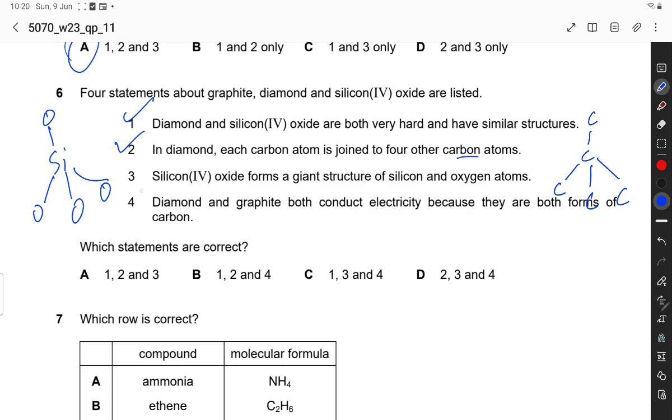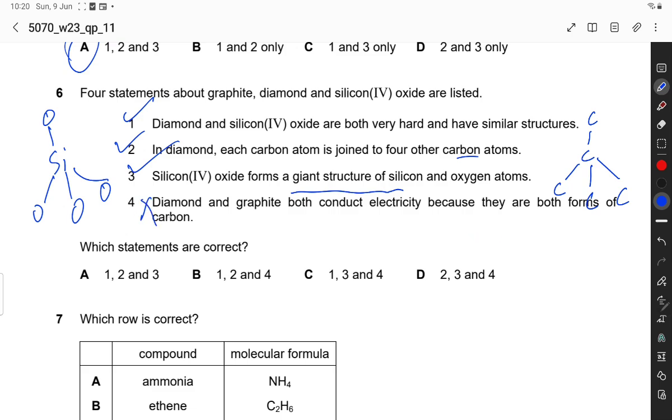So both have same structure, and in diamond, carbon is surrounded by 4 carbon atoms. This is also correct. The silicon(IV) oxide forms a giant structure of silicon and oxygen atoms. Yes, it is correct, because silicon(IV) oxide is a compound and it forms the giant structure of silicon and oxygen atoms.